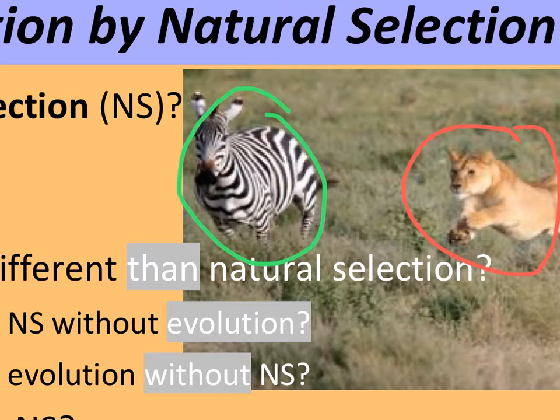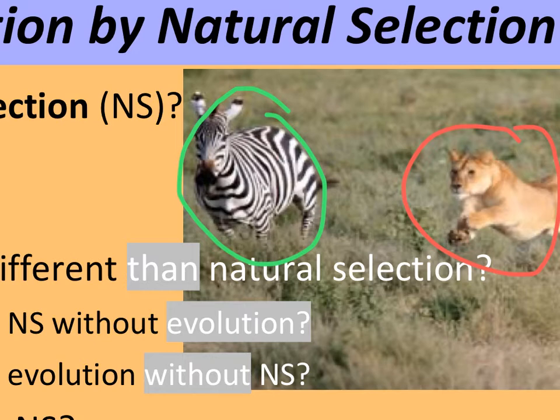Okay? Now, being chased by a lion favors those who are swiftest. And those are the ones, the winners, who actually get to breed. Okay. And they produce fast zebras. Their offspring are faster than the ones that don't make it.